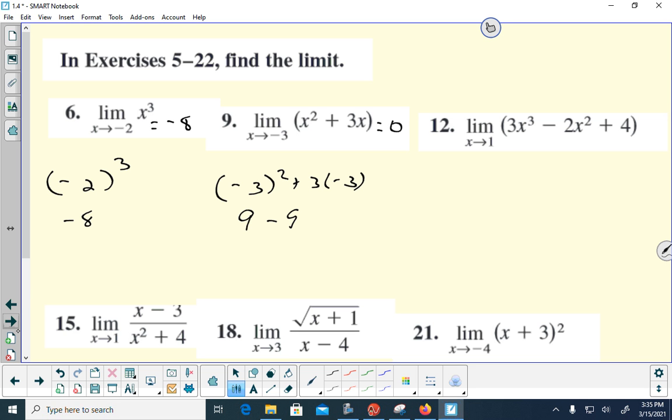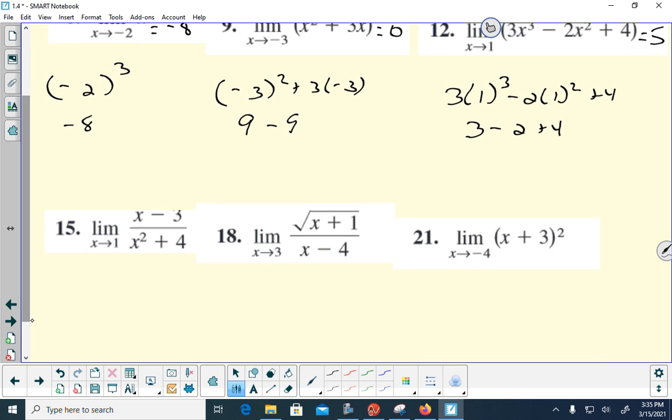Number 12, I'm substituting in 1, so 3 times 1 raised to the third minus 2 times 1 squared plus 4. So this ends up being 3 minus 2 plus 4, and that limit is going to end up equaling 5. Number 15, substituting in a 1, I'm going to have 1 minus 3 over 1 squared plus 4. So this is -2 over 5. Cannot simplify it, so this limit is -2/5.